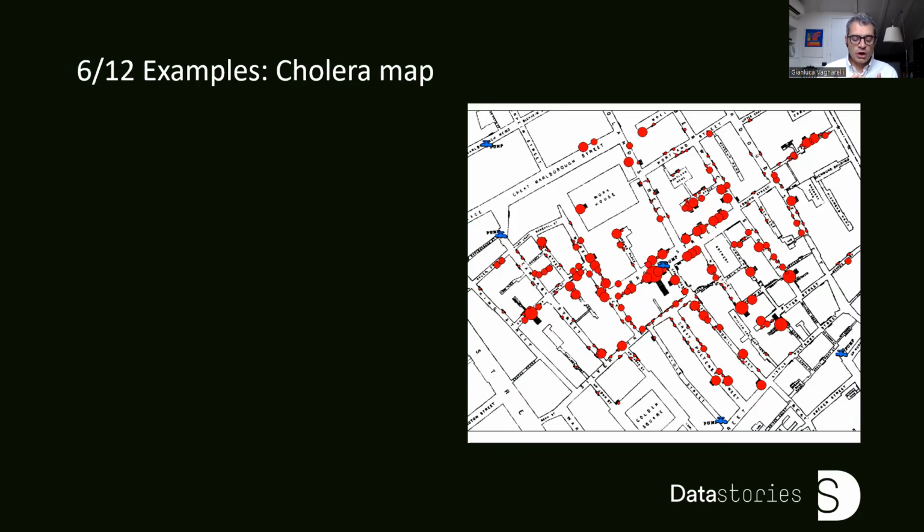This is the famous John Snow's map showing cholera cases in London in 1854. John Snow was an English doctor and epidemiologist, considered the father of modern epidemiology, also because he traced the source of a cholera outbreak in London in that period. So how did he manage to do this? Visualizing cholera data on a map.